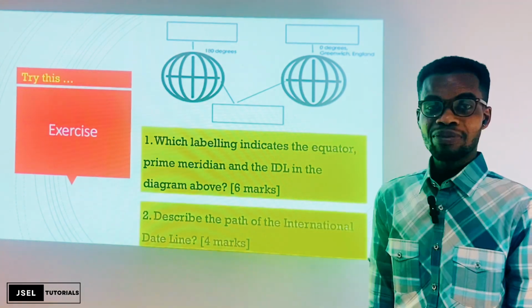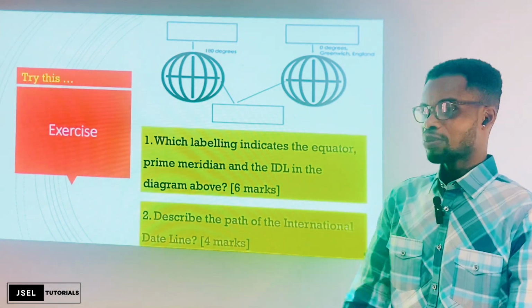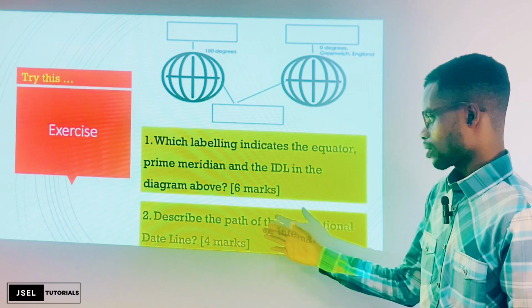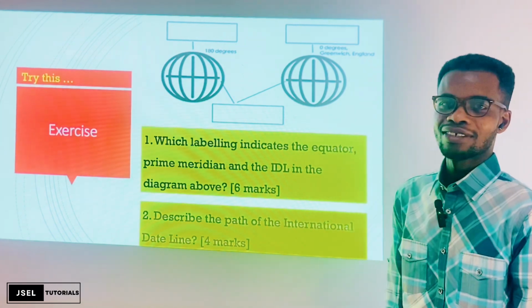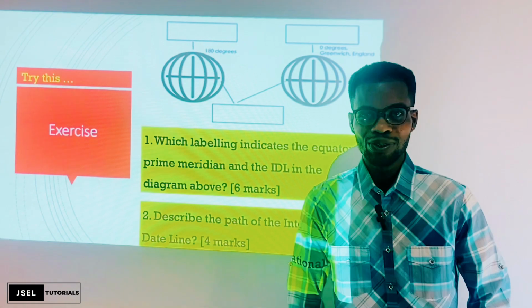Now, describe this on paper. You can post it in the comment section. Describe the path of the international date line for just 4 marks. And I know you can do that.